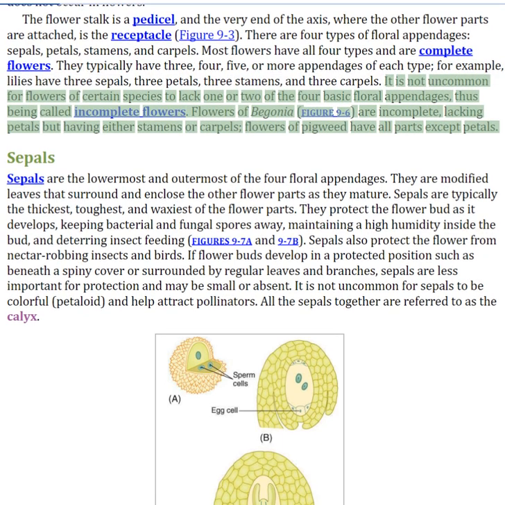It is not uncommon for flowers of certain species to lack 1 or 2 of the 4 basic floral appendages, thus being called incomplete flowers. Flowers of begonia are incomplete, lacking petals but having either stamens or carpels. Flowers of pigweed have all parts except petals.